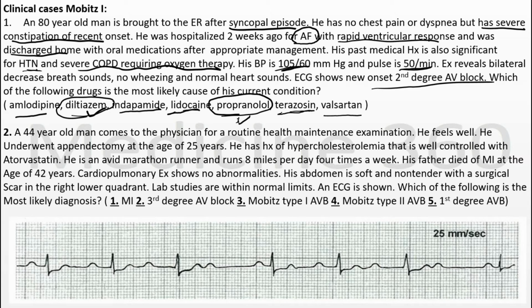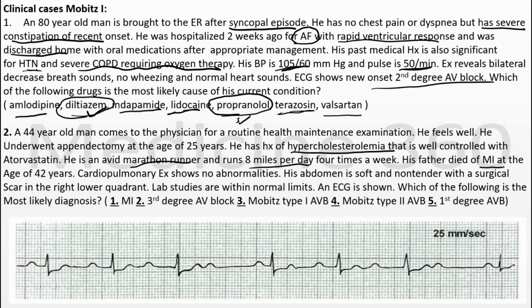Now, the patient is young, and comes to the hospital for a routine health maintenance examination. The patient has a history of hypercholesterolemia that is well controlled. The patient is a marathon runner and runs 8 miles, and also has a family history of myocardial infarction at an early age.